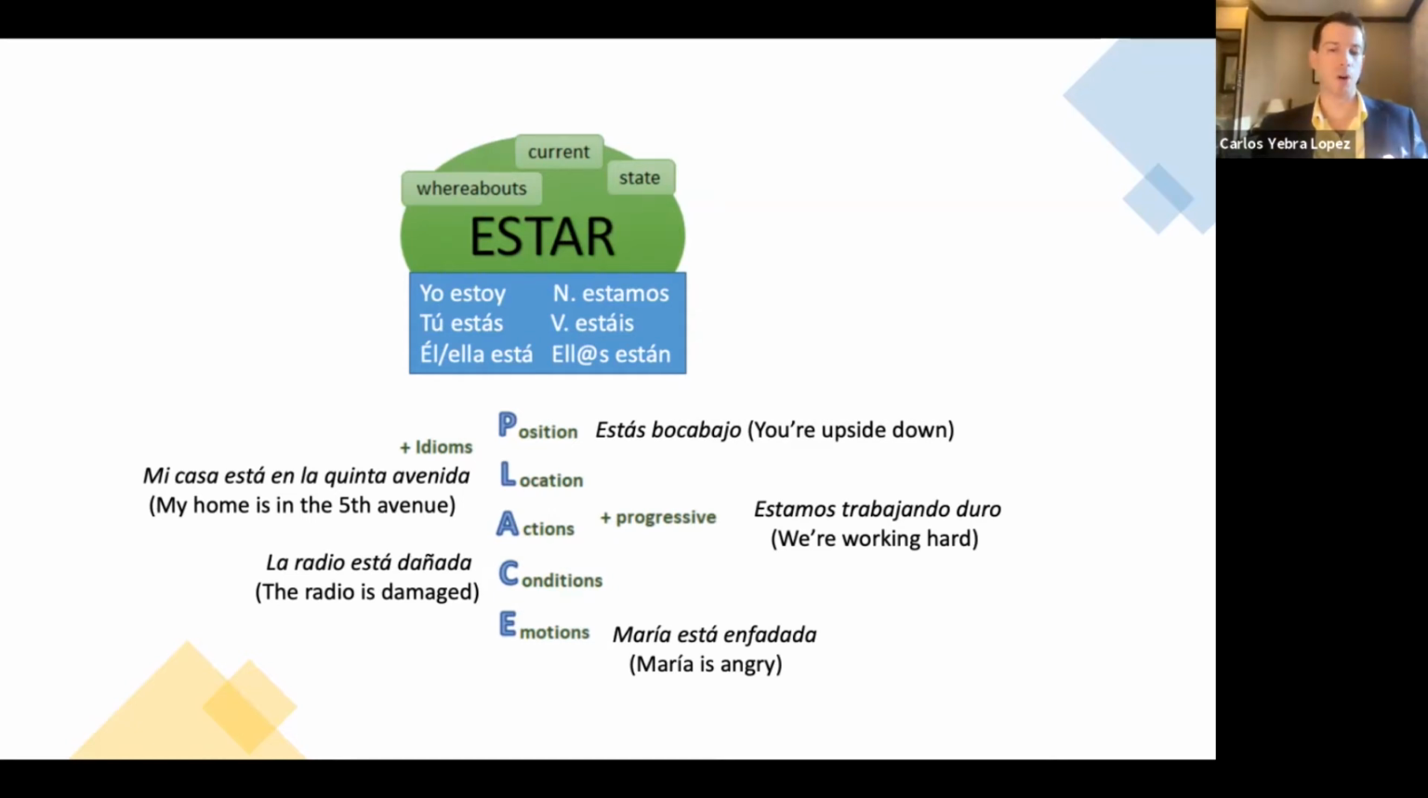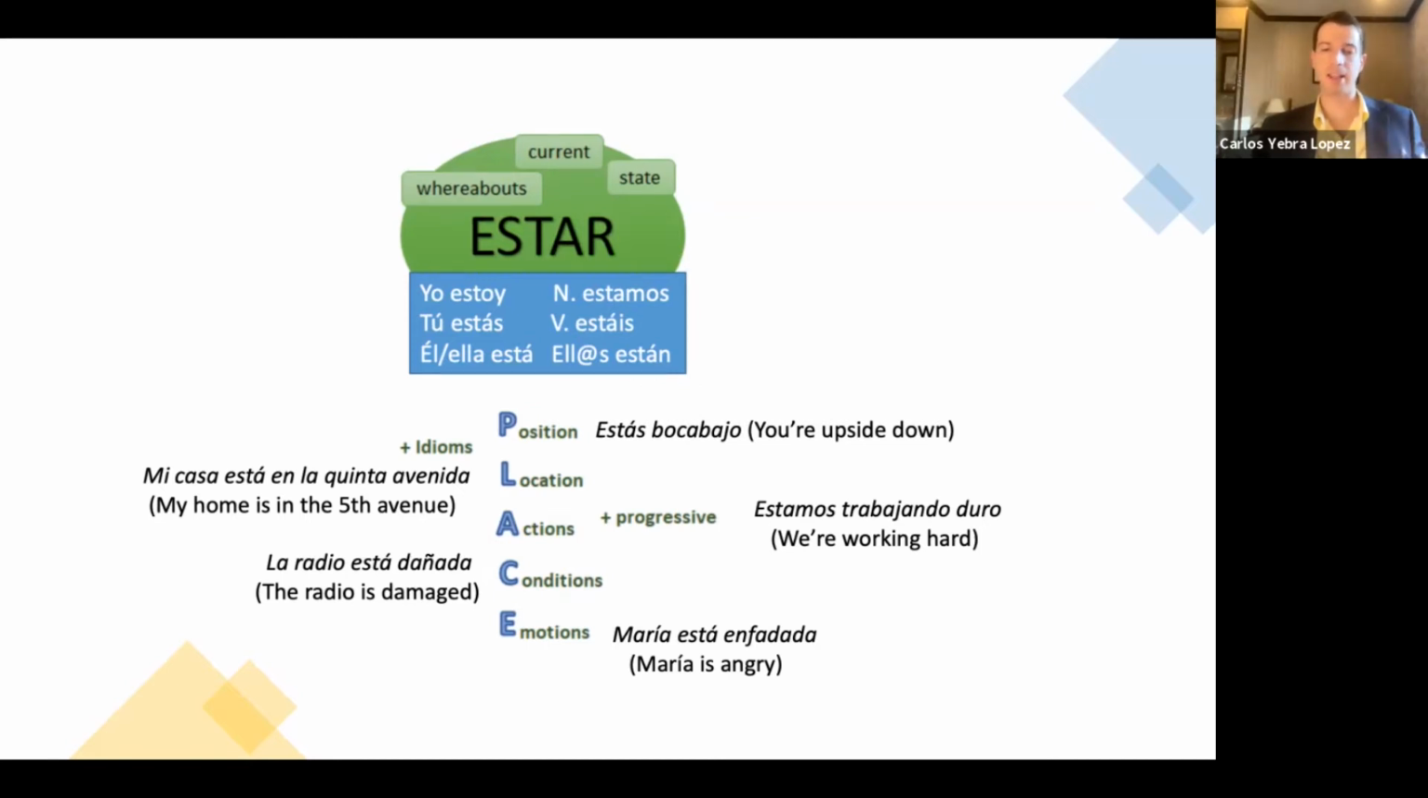Then there's also location. So for instance, if you want to say that your house or your home is at the Fifth Avenue, you would say mi casa está en la Quinta Avenida. Or yo estoy en New York, I'm in New York. Why? Because in both instances, we're talking about spatial location.